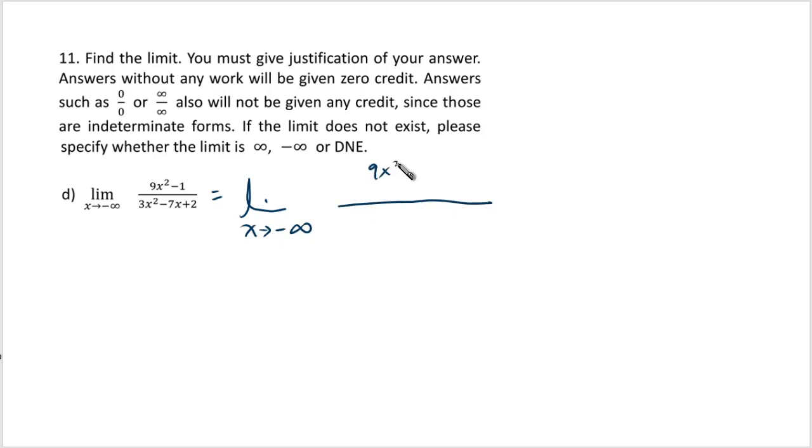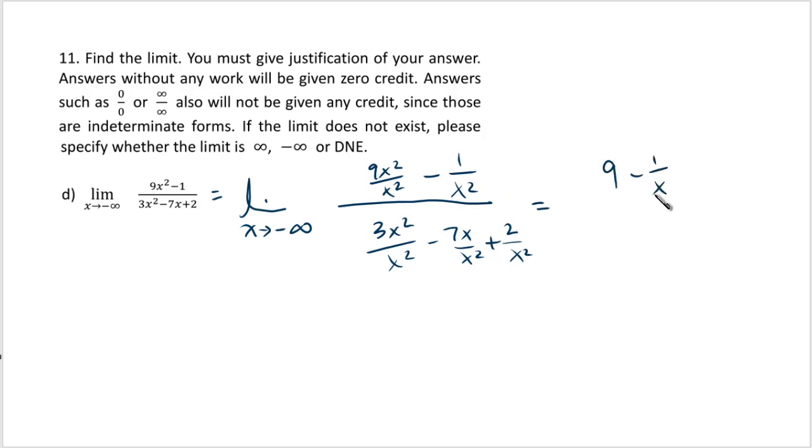So 9x squared divided by x squared, minus 1 divided by x squared, 3x squared divided by x squared, minus 7x over x squared, plus 2 over x squared. And you get 9, you get minus 1 over x squared, you get 3 minus 7 over x plus 2 over x squared as limit x goes to negative infinity.